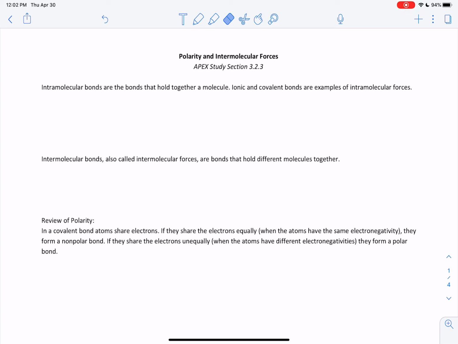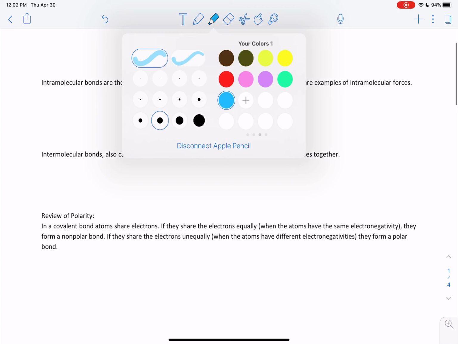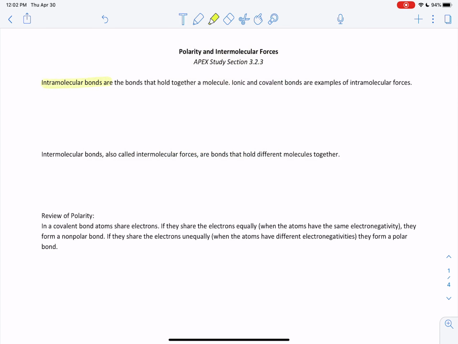I just want to make sure that we have an understanding of intermolecular forces because we're going to need it. So first is the difference between intramolecular bonds and intermolecular bonds, okay? And I know we had a difficult time with this when we were in class together. So intramolecular bonds are the bonds that hold together a molecule. So ionic and covalent bonds, which we talked a lot about, are examples of intramolecular forces.